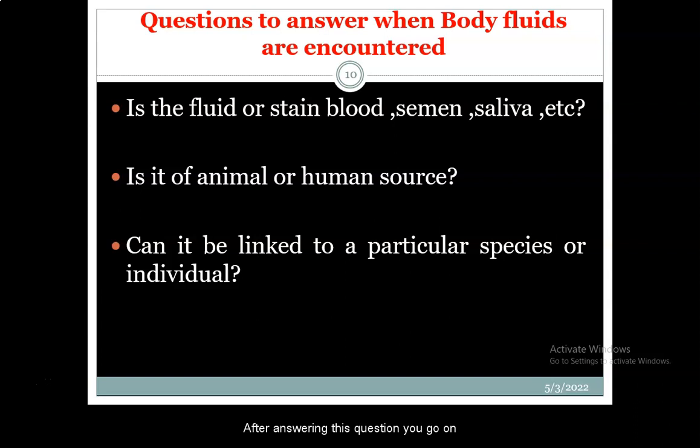So after answering this question, you go on to answer the second question, which is also being answered with a second test. That is, is it of animal or human source? That is the body fluid that you've obtained. Is it coming from an animal or a human being?